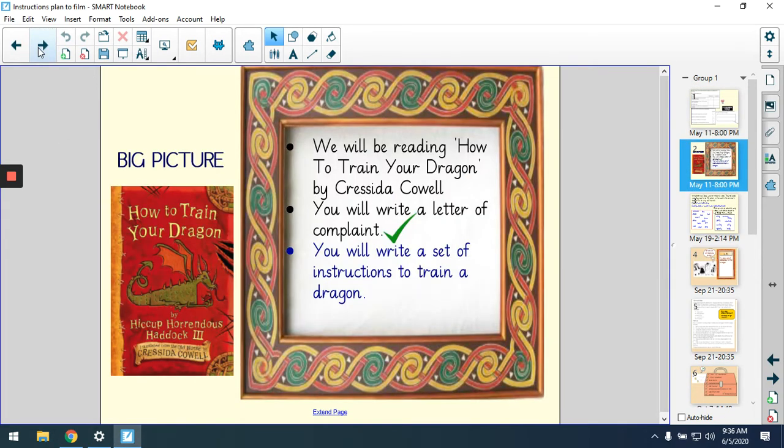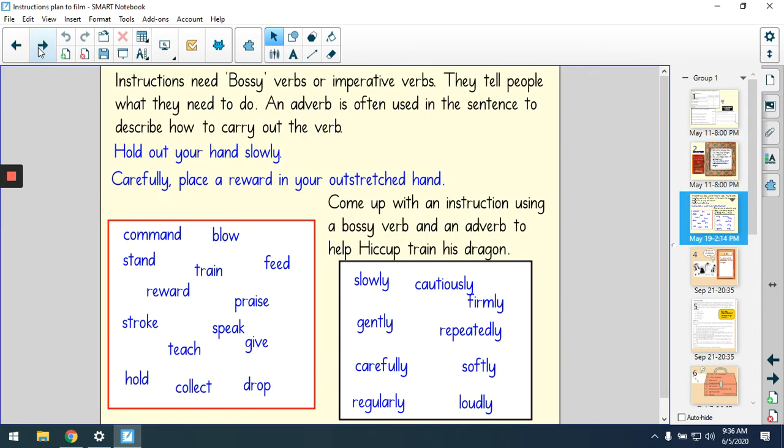Okay, so we're getting ready this week to write our set of instructions. We've already deconstructed and we've had a go at writing a very short set of instructions. So just to get your brains warmed up, you need to remember that our instructions need bossy verbs, or the proper name for them, imperative verbs. They tell people what they need to do.